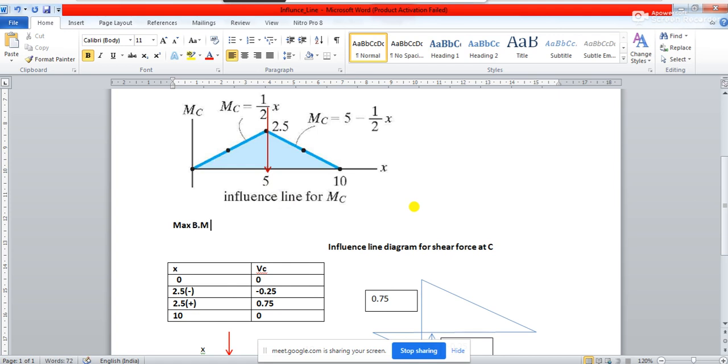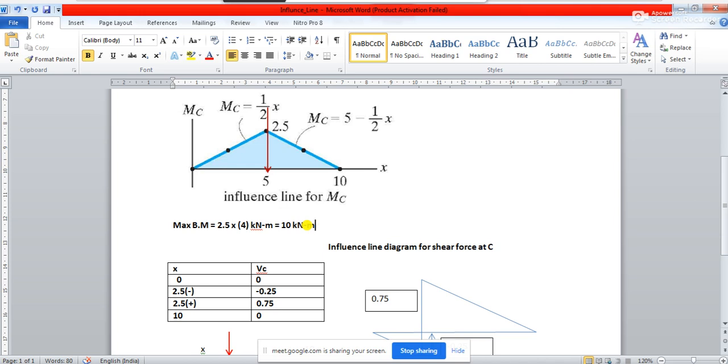Can anyone tell me, because of the movement of the 4 kilonewton load? 2.5 into 4, 2.5 multiplied by 4. And what will be the unit? Kilonewton meter. Moment unit is kilonewton meter, because this is the influence line diagram for MC. So this is going to be equal to 4 into 2.5, which is 10. So it will be 10 kilonewton meter. Is it clear? It's very simple.